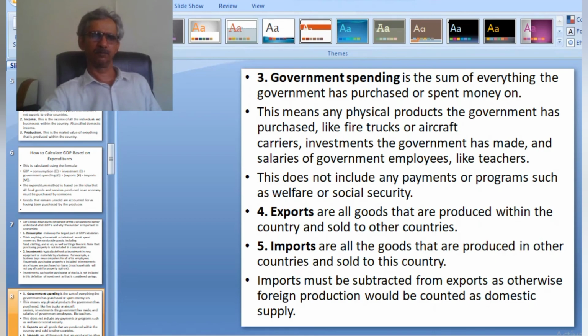Exports, when we sell to foreigners, these are local goods, and when we import goods, these are foreign-made goods. So we need to subtract the imported items from the exported items. So exports will be added and imports will be subtracted from the expenditure.